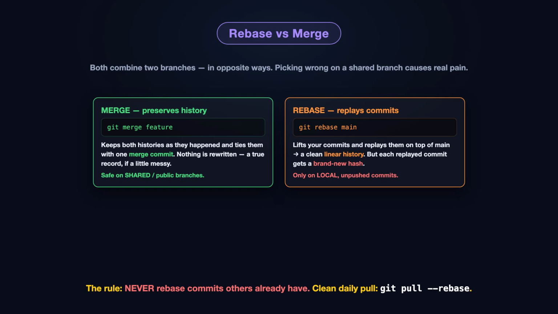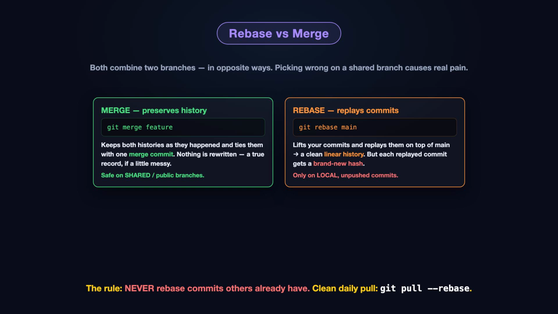Git rebase is different. Git rebase main takes your branch's commits, lifts them off, and replays them one by one on top of the latest main. The result is a clean, straight line, as if you had started your work from the current main all along, no merge commit, easy to read.